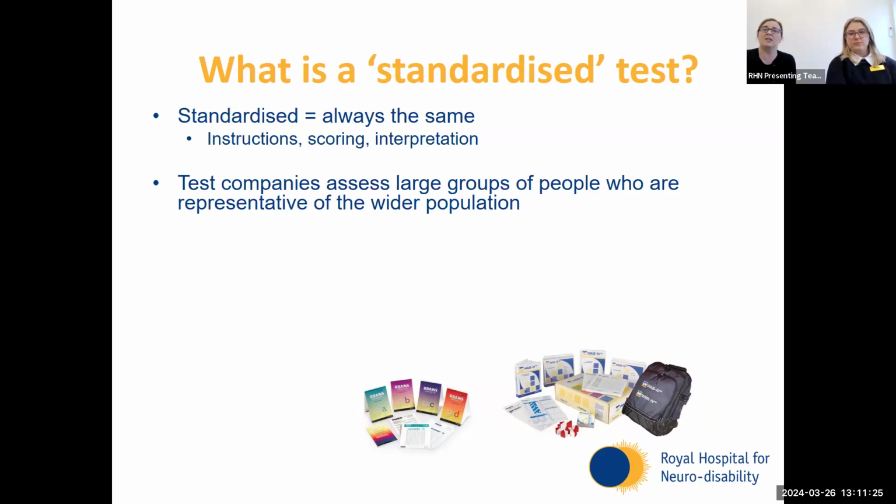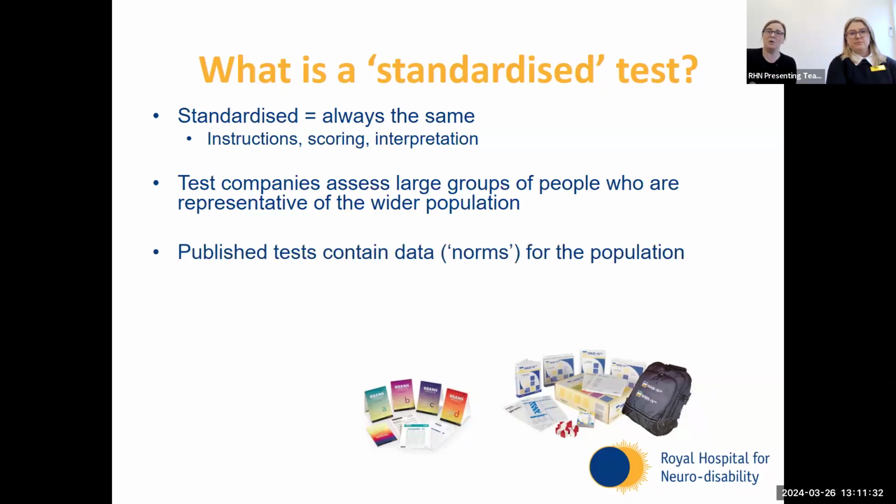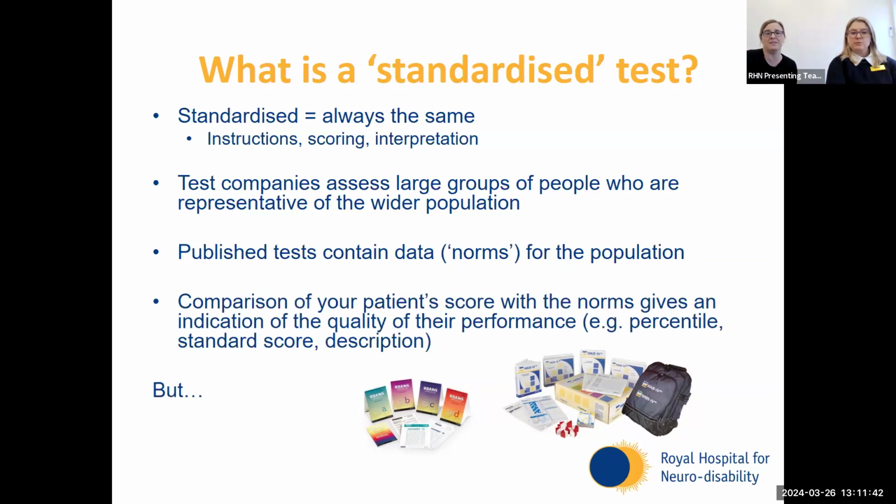Now, when these tests are published, so the examples of the kits you see there, the test companies assess large groups of people who are representative of the wider population. Now, that's really important because what we get from this is that each of these tests contains something that Alex mentioned earlier, these norms, so data norms for the population. And what that means is that we're comparing the scores that our patients achieve on our tests with the norms in the test kits, which gives us an indication of the quality of their performance.